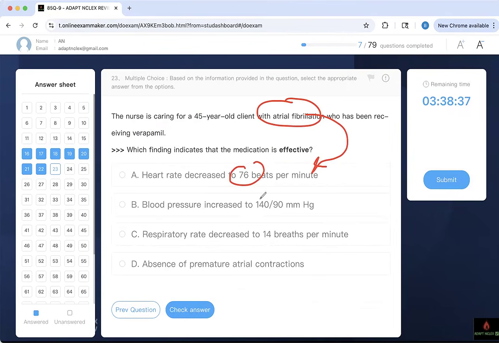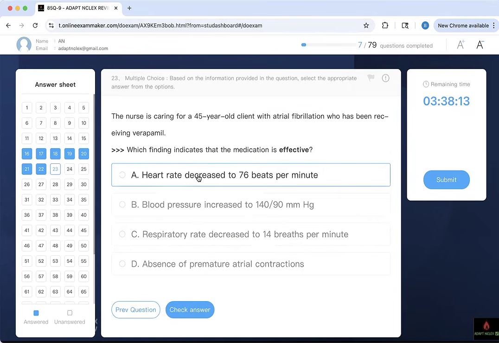The blood pressure increased to that. That's not what it's going to do. It doesn't mean it is effective. Respiratory rate decreased to 14. It does not affect your respiratory rate. Absence of premature atrial contraction. That is not what it's doing when I give it to you for AFib. Therefore, the right answer, the effective one, is decreasing your heart rate. It is the best answer choice.